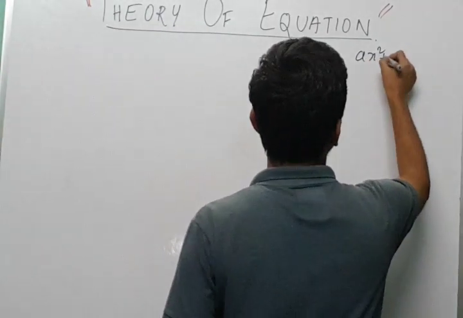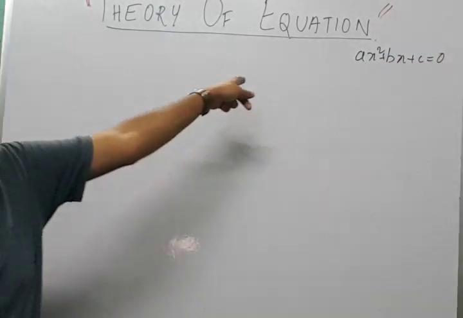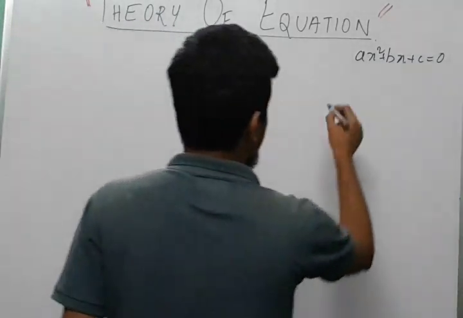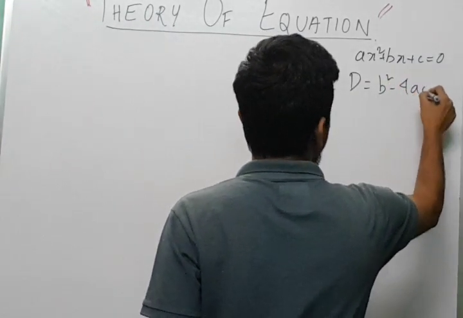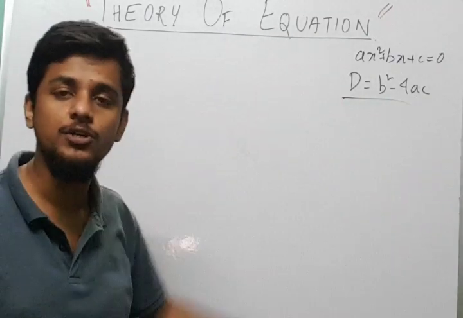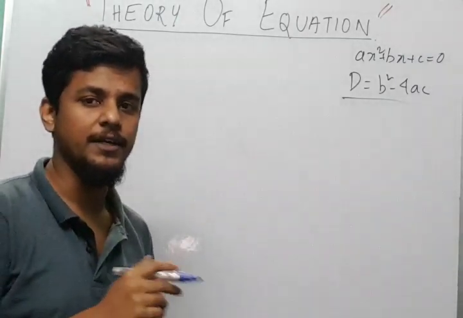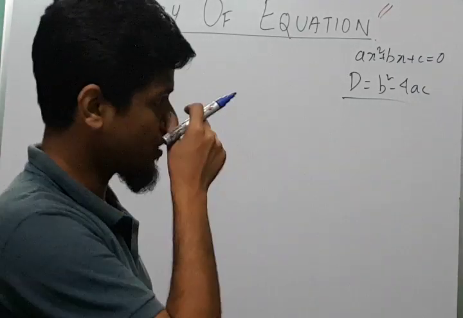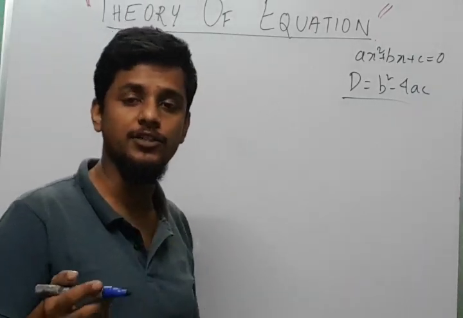Basically we saw that if we have an equation of the format ax squared plus bx plus c equal to 0, then the discriminant will be given by b squared minus 4ac. Depending upon the value of this discriminant, if it is greater than or equal to 0, the roots are real, and if it is less than 0, the roots are imaginary.